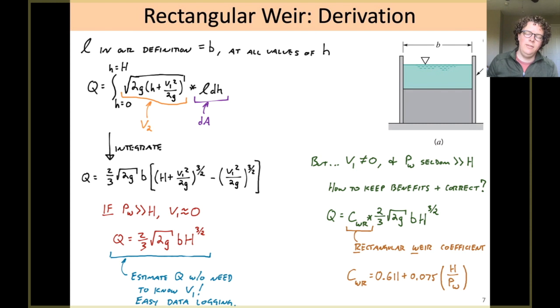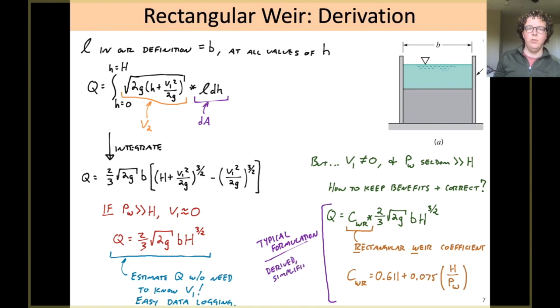Now, you might say, well, what's the difference here, right? You had an equation that worked, you simplified it, and then you made it more complicated again with this coefficient. But what we've done in that process, yes, we've made it an empirical equation now, but we've gotten rid of the need to measure velocity, which is something that's much harder to do and harder to log in an automated way. And all of it can now be described by the geometry, B and PW, and the depth of water, capital H. And the process we went through on this slide is typical of everything that we'll do for weirs.